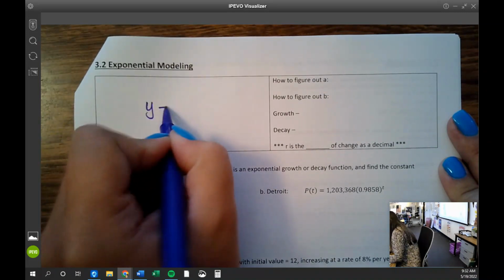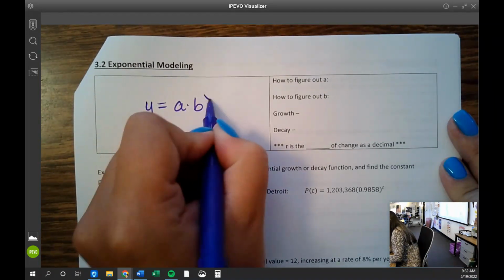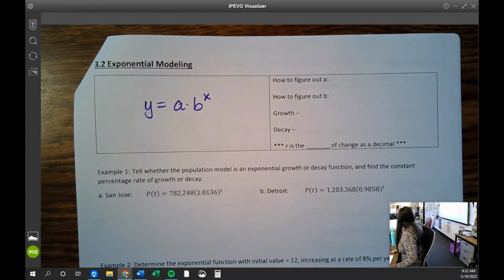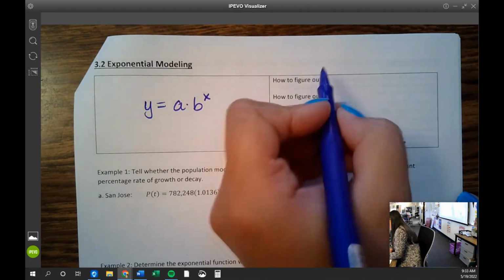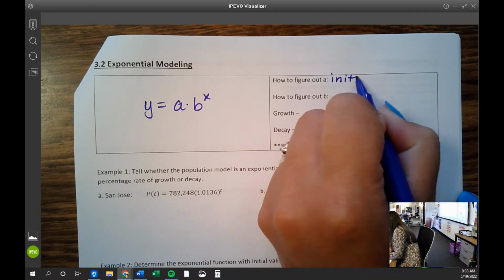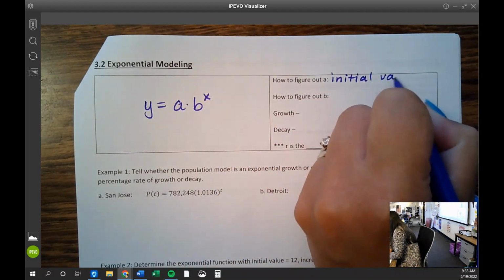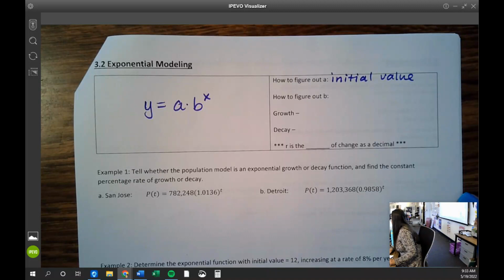So, all exponential functions are of this general form: a times b to the x. A is super easy to figure out. A is just your initial value. Whatever you are starting with, that is what A will be.